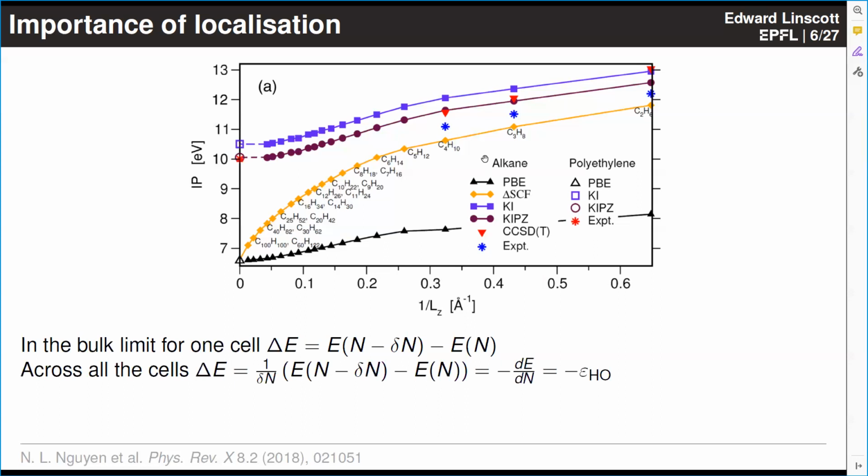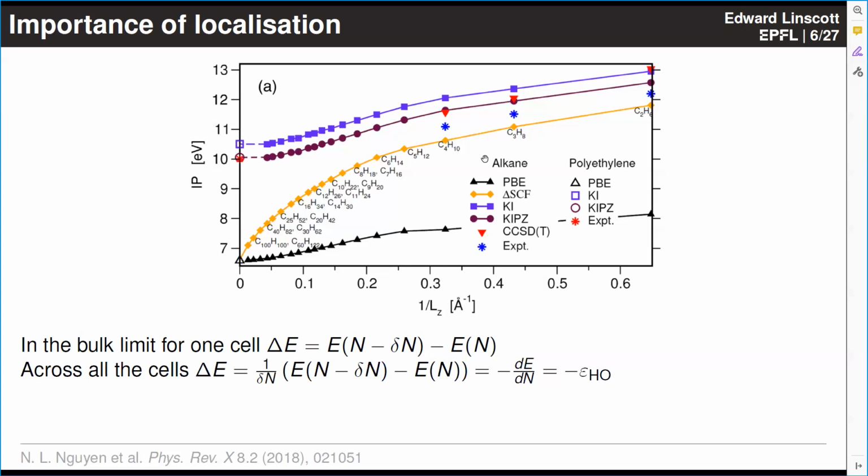Now, if I think about across all the cells, my total energy change will be the number of cells, and so the number of cells that I have in my system is just going to be 1 divided by the fraction of electrons in each cell, times this total energy in my cell. But then this here is nothing less than just the derivative of my total energy with respect to the total number of electrons. And so by definition, this is the HOMO energy as given by Janak's theorem. So basically in this bulk limit, these two methods just have to agree by merit of the fact that in this bulk limit, they're mathematically equivalent.